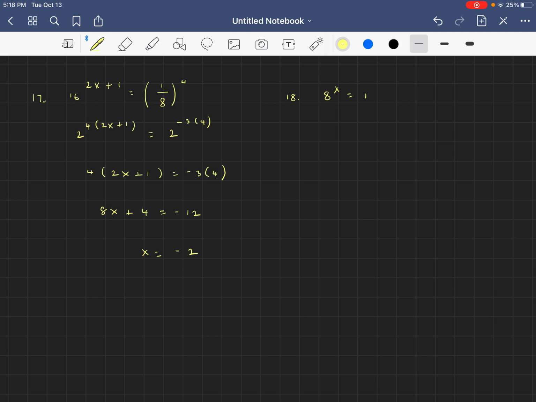8 to the x is equal to 1. Well, that can only happen if x is 0. Anything to the 0 power except for 0 will give you a 1. You commit that to memory.